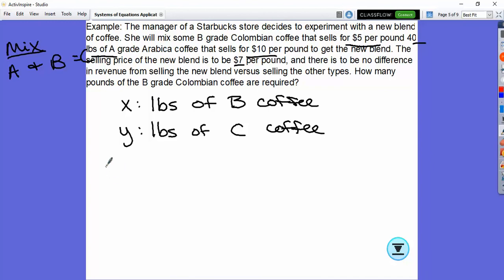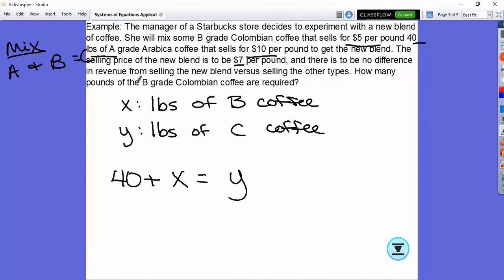Okay, so I know that I'm mixing coffee A with coffee B to get coffee C. How much of coffee A am I putting in there? Plus, the amount of coffee B is X, and the amount of the final mix is Y. So 40 plus X is equal to Y.